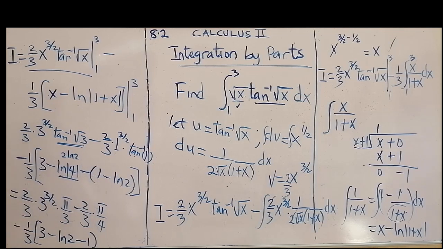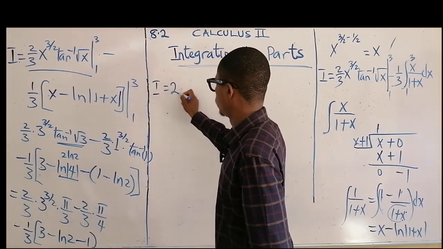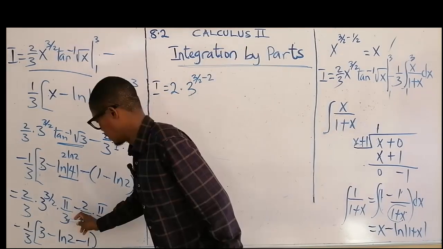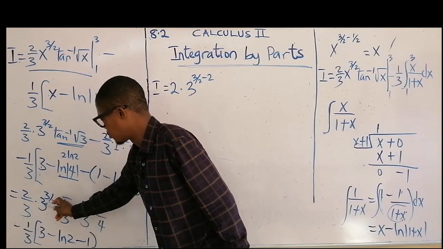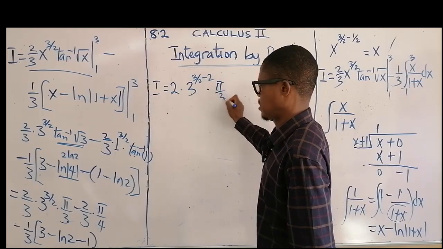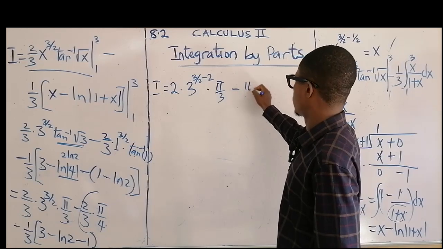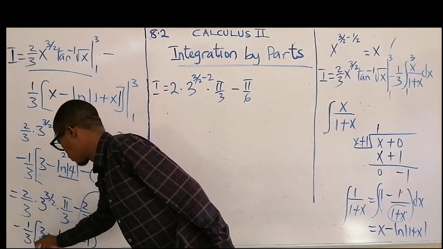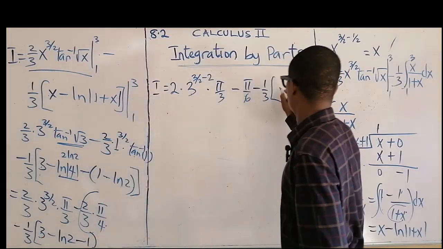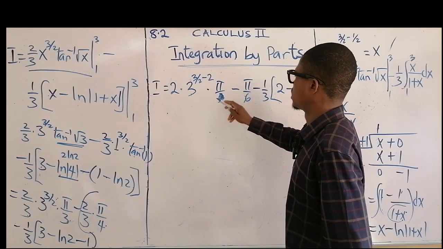Okay, so we can combine this one together. 3 minus 1, that's 2. 3 here, making 3 to the power 2. So we now have 2 times 3 to power 3 over 2 minus 2. Combine this 3, this one, and this one together, you have this. Okay, then times pi over 3. So this one, 2 here 1, 2 here 2. So I'm having minus pi over 6, and then followed by, we can open the bracket of this minus 1 over 3 into brackets. 3 minus 1, that's 2, minus ln 2 here. So 3 here is already cancelled. There is no 3 here.